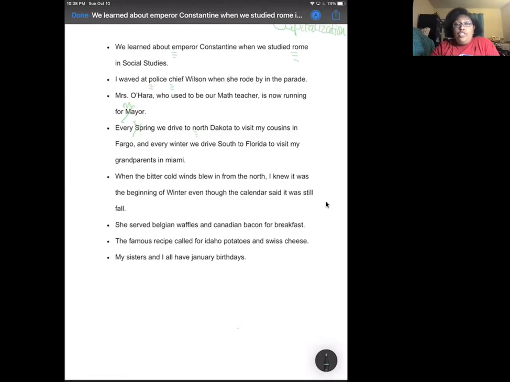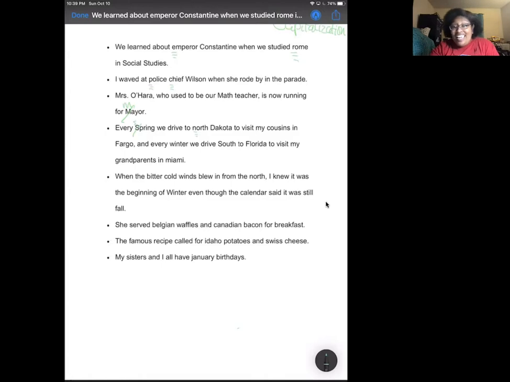And then every winter, is winter capitalized? No, it is not, because we learned from doing this for the word spring in the line before that seasons are not capitalized. We drive south to Florida to visit my grandparents in Miami. Now, this is tricky. This is very tricky because Grammarly didn't catch this one either. It even surprised me that it didn't catch it, so much so that I had to look up the rule again.